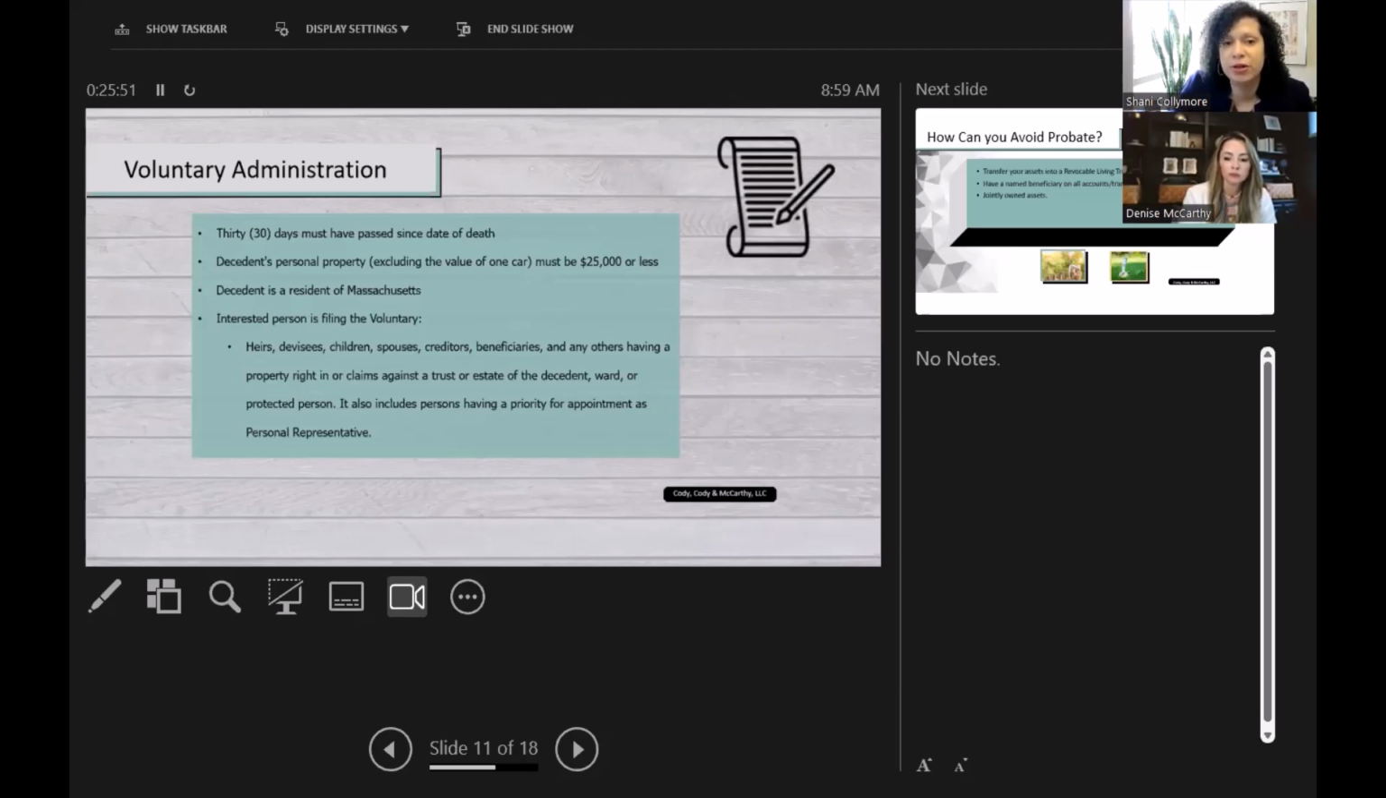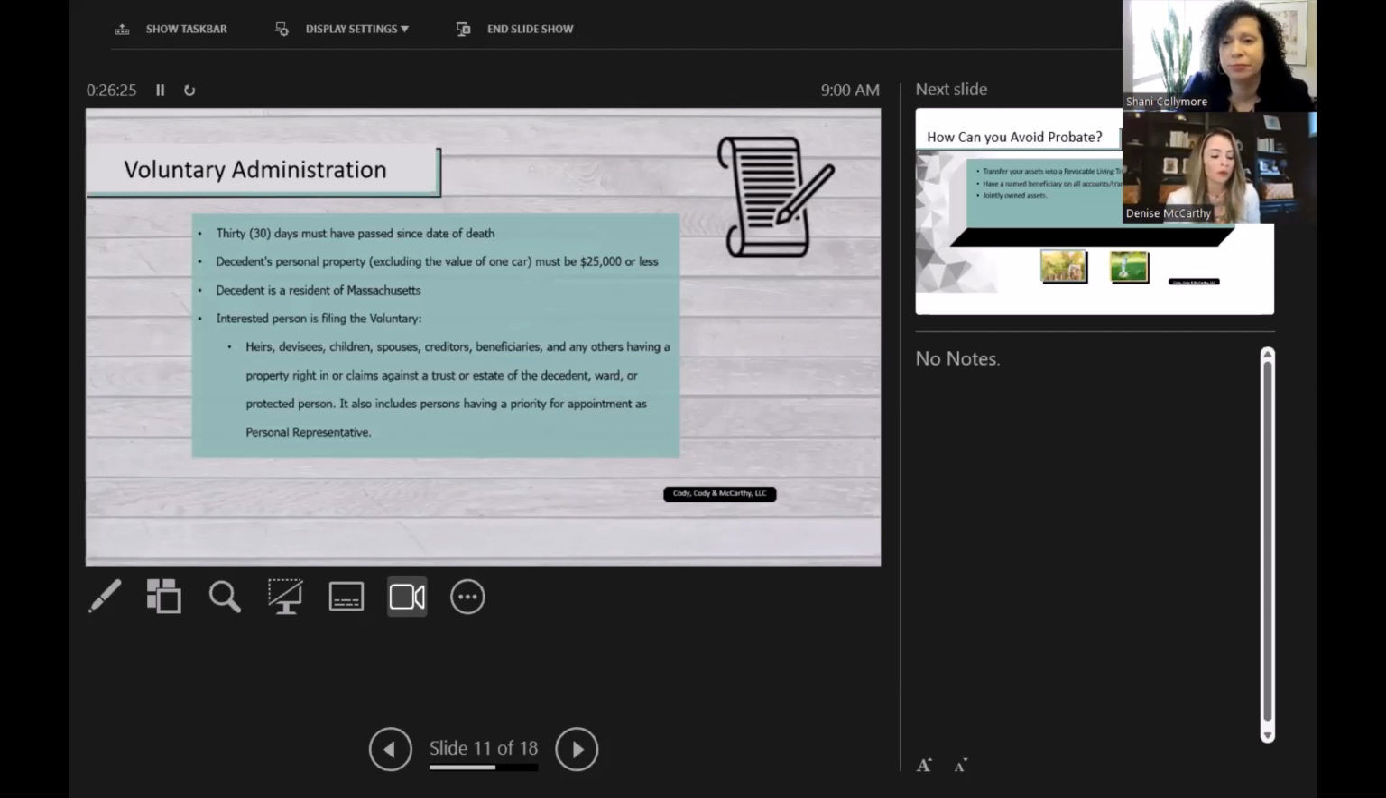Any interested person can file the voluntary, so that means heirs, devisees, kids, spouses, creditors, beneficiaries, anybody like that could file the voluntary administration to get appointed and access the funds that were there. This happens a lot sometimes, like if a person died and they just have a car, we might do a voluntary, even if they have a trust, because it's kind of a pain to have a trust on your car, that kind of thing. We might do a voluntary to get the car moved over.